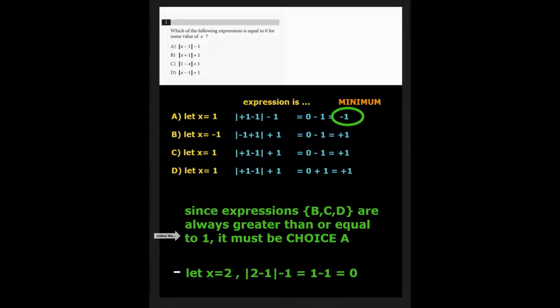By plugging in choice A as well, if we let x equal 2, then the absolute value term will be 2 minus 1, or 1. And 1 minus 1 is 0, which is one of the solutions to when the expression equals 0. The correct answer was A.